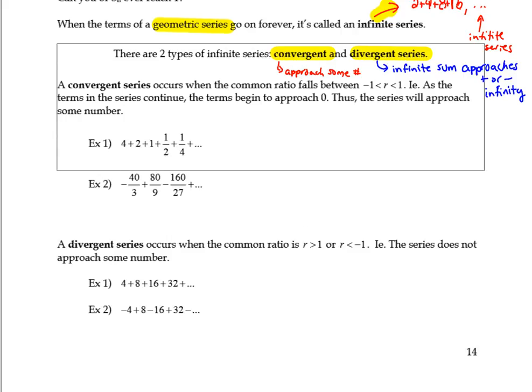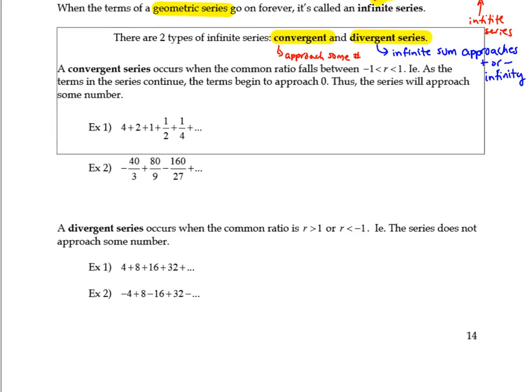So let me give you an example of a divergent series. If we look down below, here are two examples of divergent series. And divergent series, what do you notice about the numbers in general? Let's look at the very first example. What's your common ratio here? 2. So the numbers are getting larger and larger and larger. And so the infinite sum is just going to keep getting larger and larger. It's going to approach positive infinity in that case.